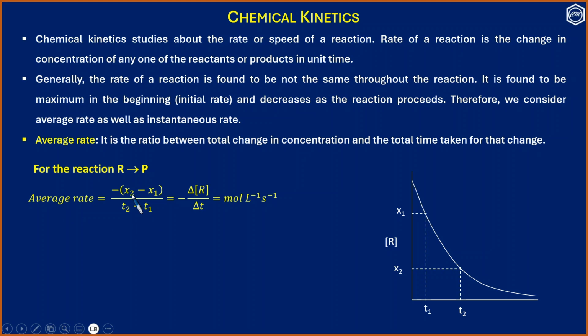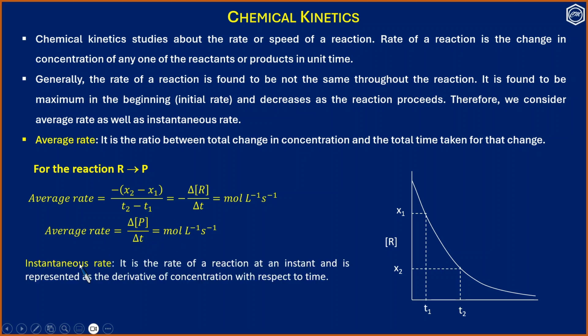Since X2 is less than X1, we put a negative sign here. So the average rate is equal to minus delta R by delta T, and the negative sign shows that the concentration of reactant goes on decreasing during the reaction. The unit of rate is mole per liter per second. Based on product also we can express average rate, that is change in concentration of product by change in time.